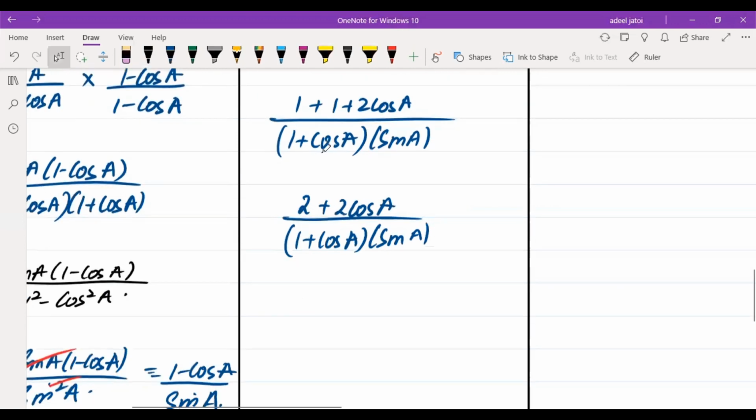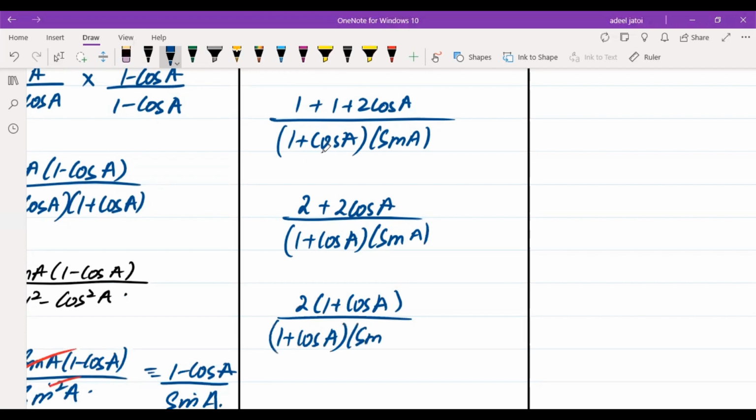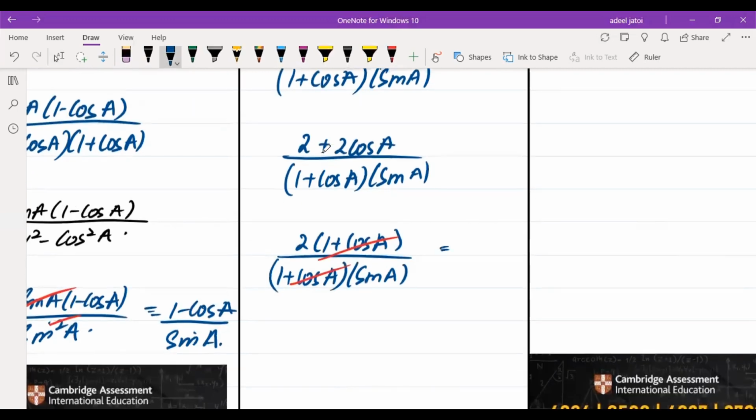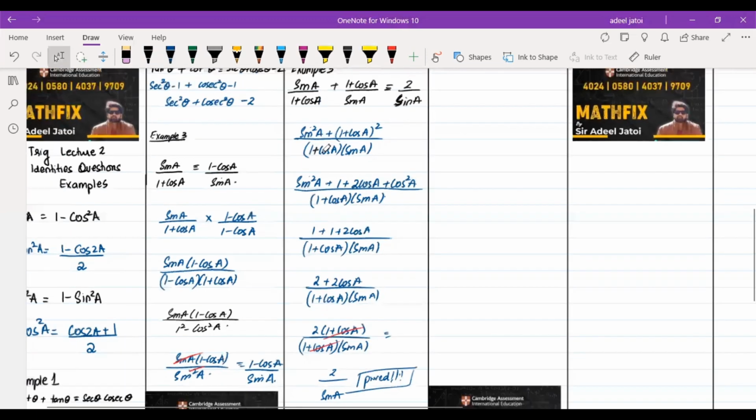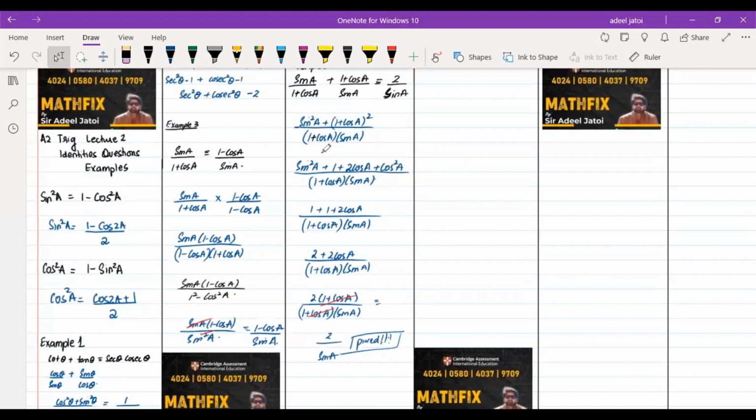We can always take 2 as common. So we have 1 plus cos A upon 1 plus cos A, and we have sin A. Now we can see that 1 plus cos A is in the denominator and in the numerator. So what are we left with? We are left with 2 upon sin A. So this is the identity that we had to prove initially, when we were told that sin A upon 1 minus cos A plus 1 plus cos A upon sin A is identical to 2 upon sin A.